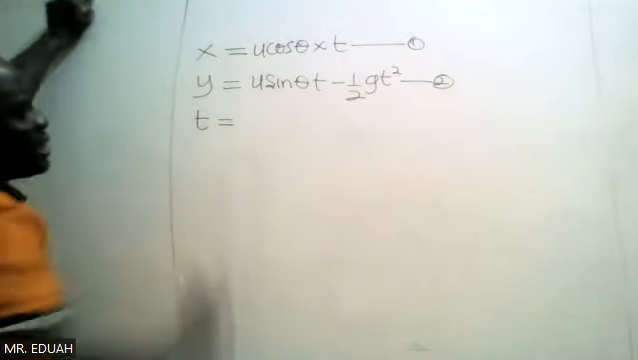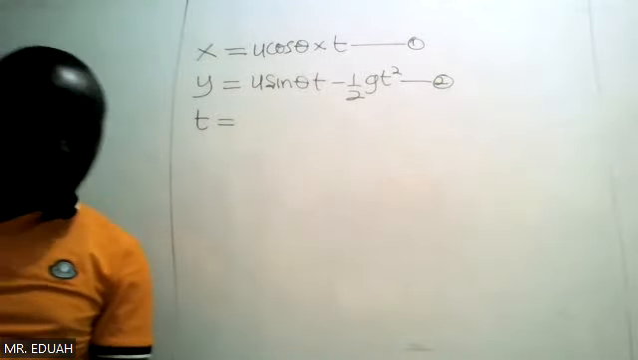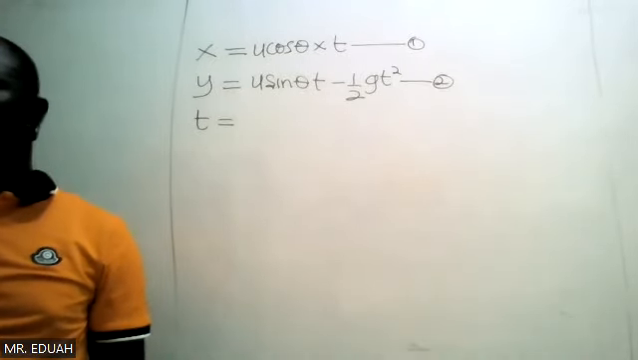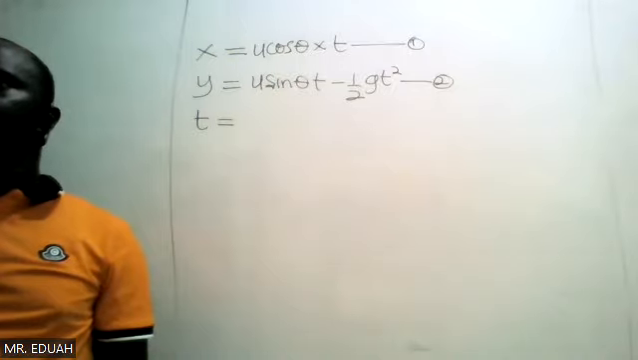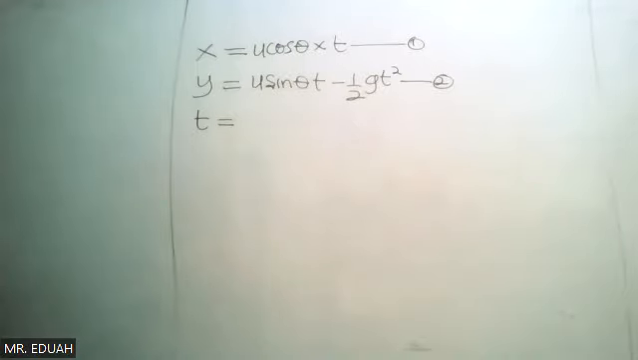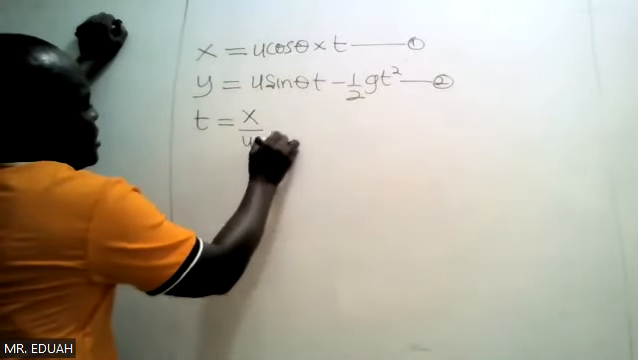T in equation 1 is equal to, yes, somebody should help me. What's the value of t in equation 1? Adoma, Eresi, Inchira, Kestin, help me. T is equal to x over u cos theta. Thank you. So t is equal to x over u cos theta.